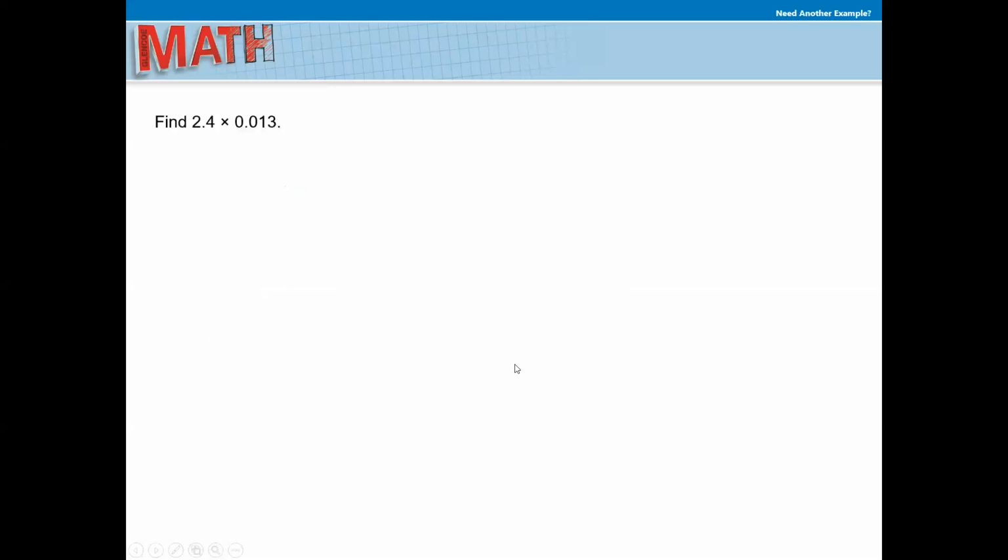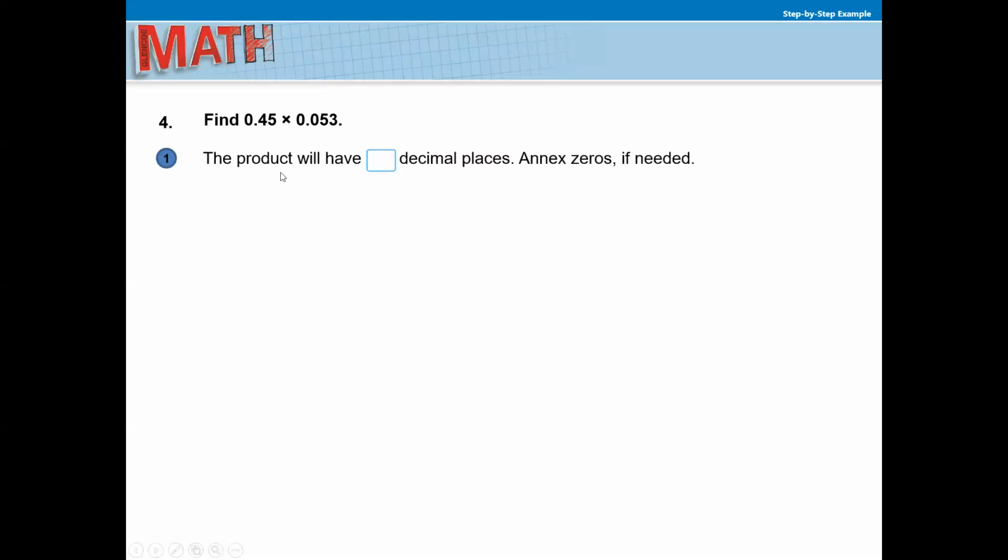Here's another example. Find 2 4/10 times 13 thousandths. Pause the video while you show your work in your math notebook. Your answer should have how many decimal places? Number 4, find 45 hundredths times 53 thousandths. The product will have 1, 2, 3, 4, 5 decimal places. Annex zeros if needed. That means if your decimal point is jumping and nobody's home, you need to put a placeholder in there. Hire a house sitter.